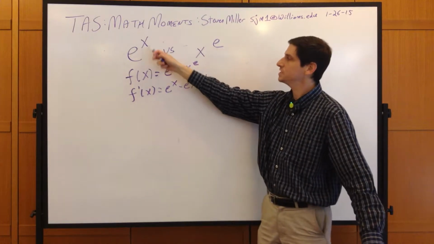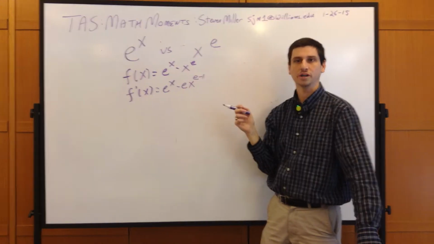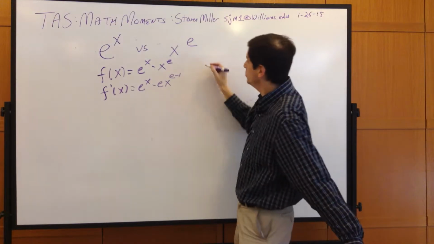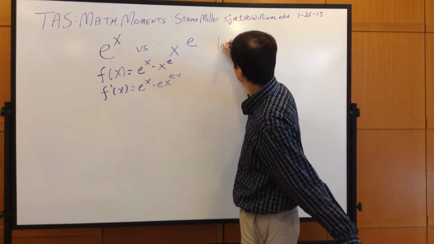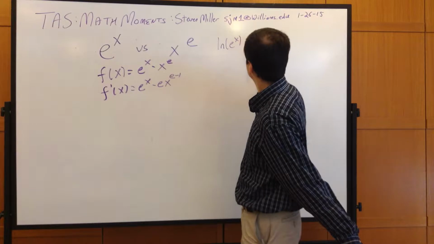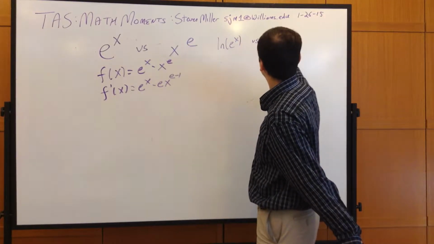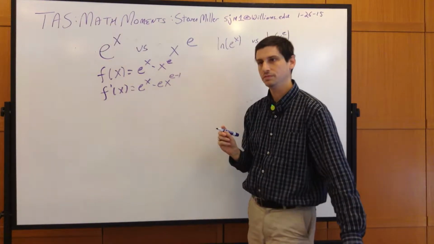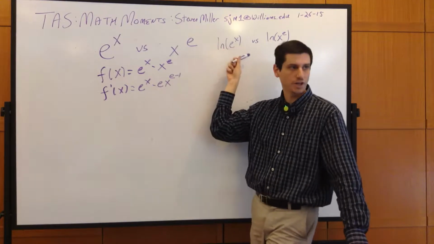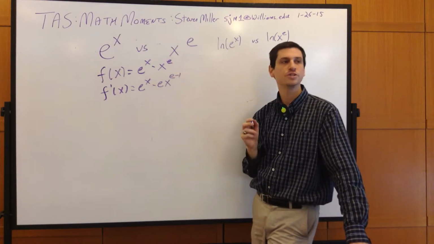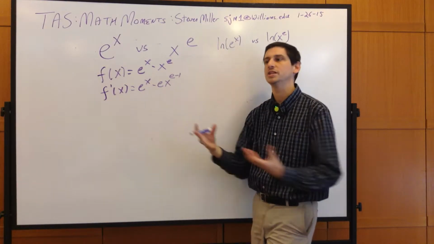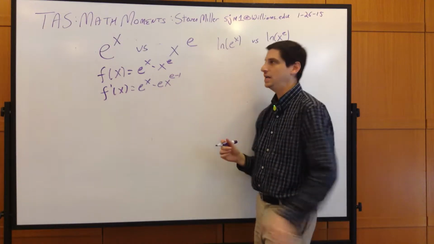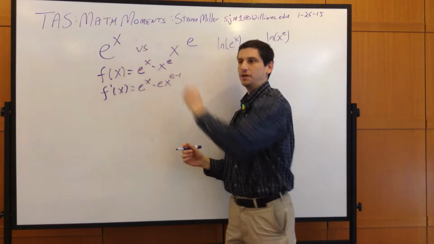So I should really view this e to the x and x to the e as products. So what I'm going to do is look at the natural log of e to the x versus the natural log of x to the e. Because if I can figure out if the logs are greater, then I know if the original functions are greater. The log is a nice one-to-one increasing function. If it's greater here, it's greater there.